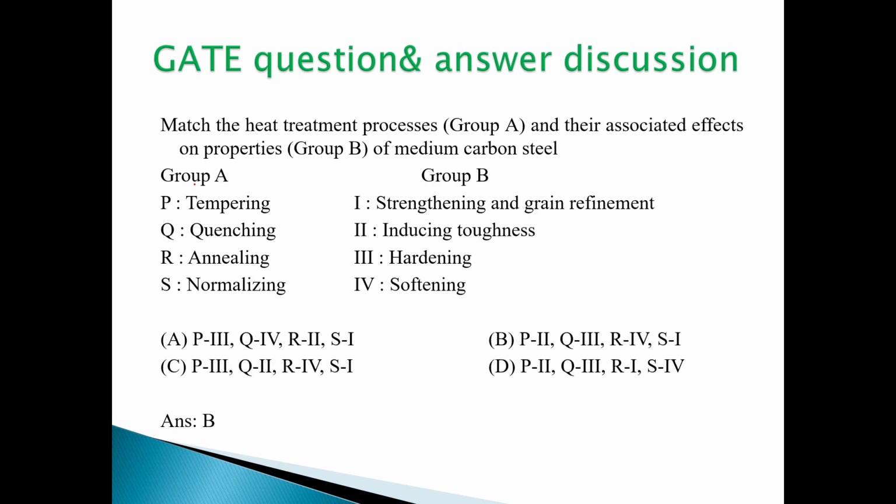Match the heat treatment process and their associated effect on properties of medium carbon steel. Tempering, quenching, annealing, normalizing; strengthening and grain refinement, induction toughness, hardening, softening. So tempering is the induction toughness, quenching is for hardening, annealing for softening, normalizing which gives the strengthening and grain refinement. So answer is B.